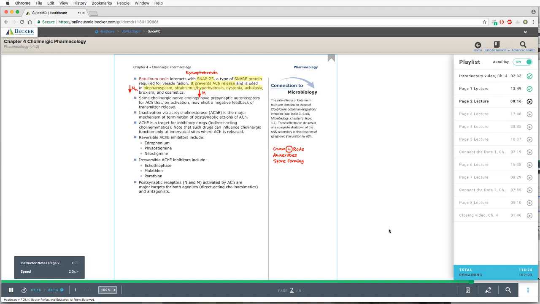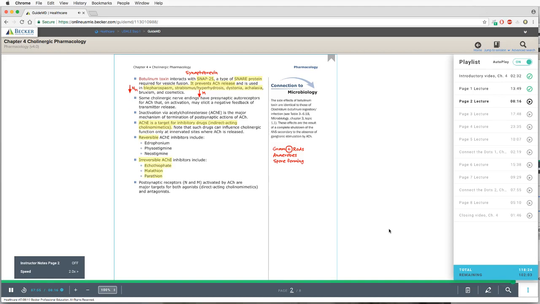Now, as far as the major drugs in this chapter, since inactivation of acetylcholine occurs through acetylcholinesterase, it's going to be the target of inhibitory drugs that are indirect acting. These indirect acting cholinomimetics are going to be quite relevant as being reversible in most cases, such as edrophonium, physostigmine, neostigmine, but possibly irreversible in the context of organophosphates, such as echothiophate, malathion, parathion. These are going to be quite important drugs for us to review.